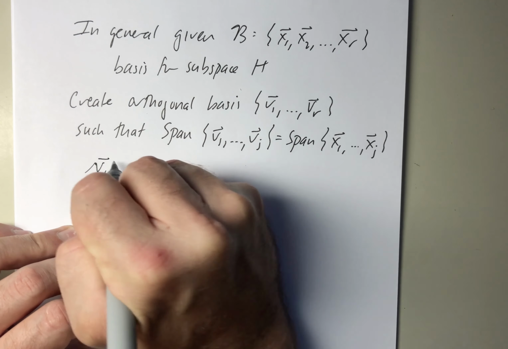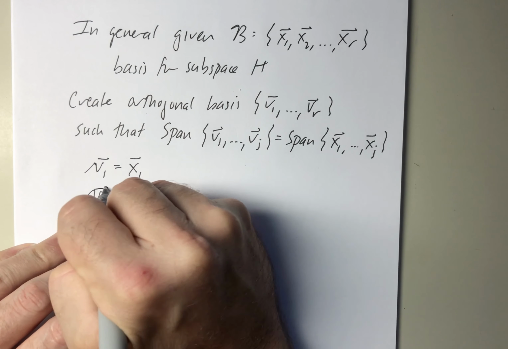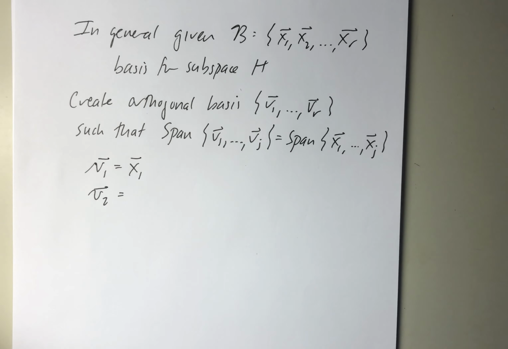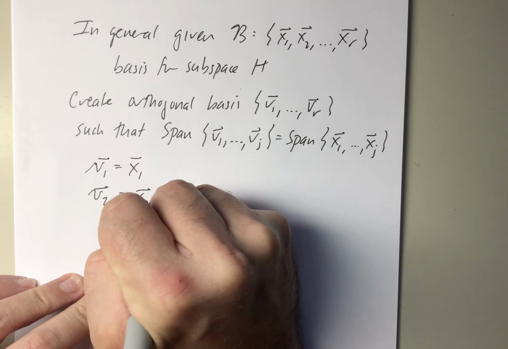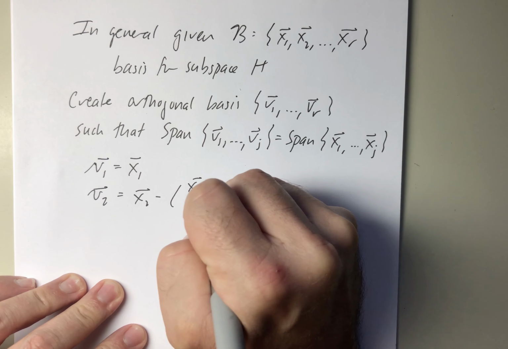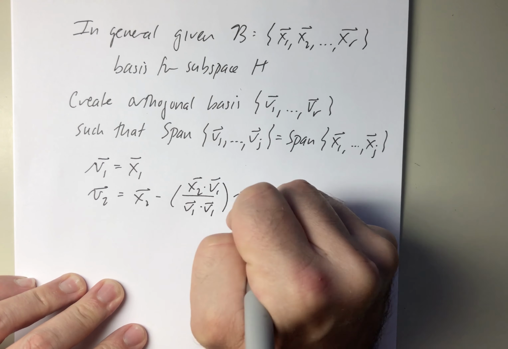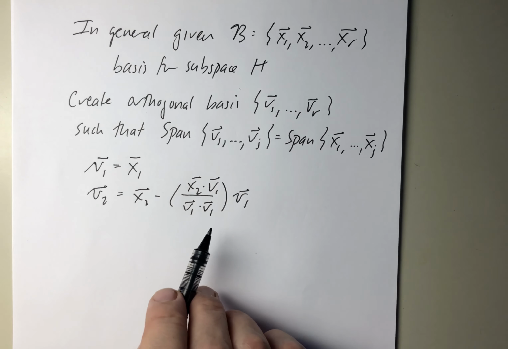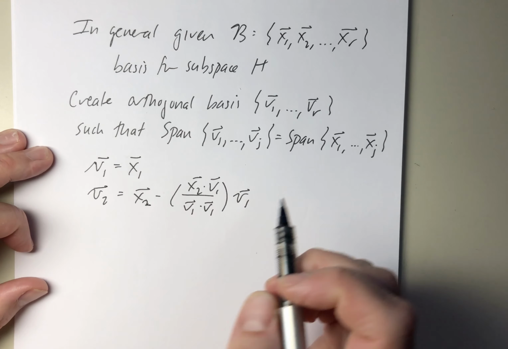And I'll just say, loosely speaking, so what we do is we took v1 to be x1, v2 was, let me write this down, so what is v2? So v2 we saw was x2 minus this projection, right, x2 dot v1 divided by v1 dot v1, and that's what I scale v1 by. That's the projection of x2 onto that subspace determined by v1.